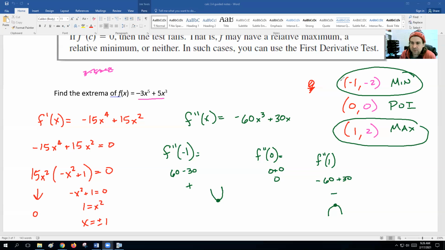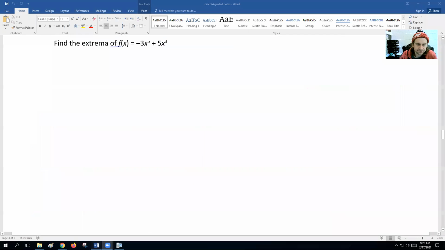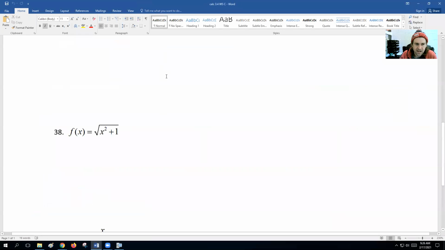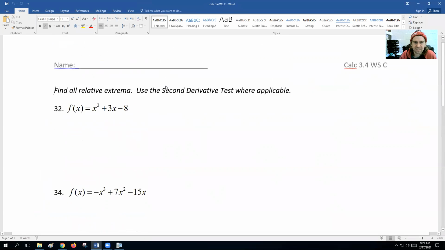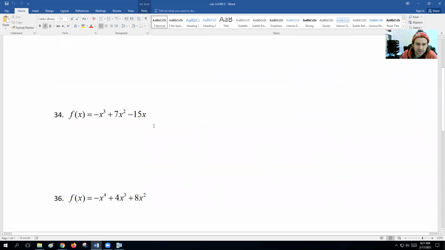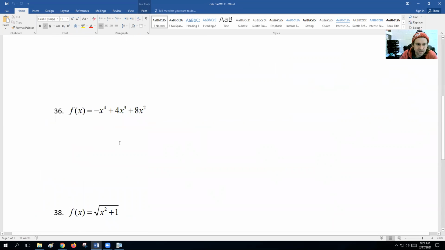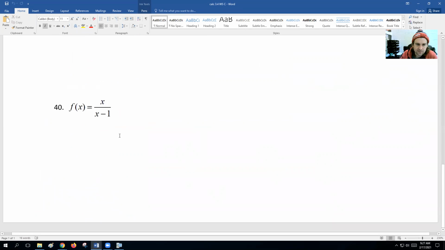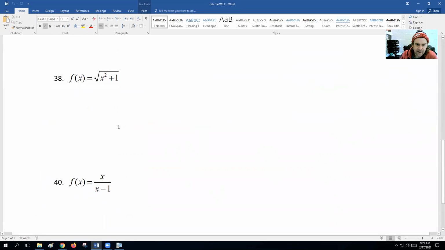So we can find our extremas, which are mins or maxes, by doing this. So let's take a look at tonight's homework. You're going to go through, take the first derivative, and then use those points and plug them into the second derivative to determine whether they are mins, maxes, or neither. I think you guys should be okay with the first couple because they're just normal polynomials. Let's do 38 and 40, some of the tougher ones, together.